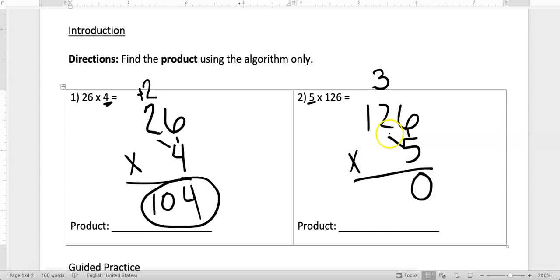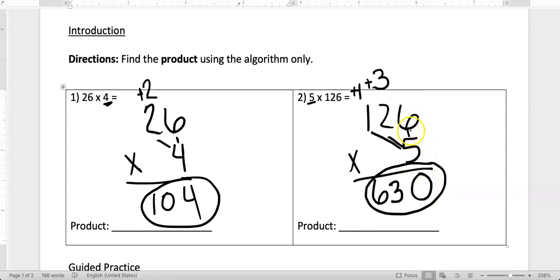Taking my 5 and multiplying in the tens place. 5 times 2 is 10, plus these 3 tens up top. So 5 times 2 is 10, plus 3 is 13. My 3 tens go there, regroup my 100 in the hundreds place. Now I'm taking my 5 and multiplying in the hundreds place. 5 times 1 is 5, plus 1 is 6. The product of 5 times 126 is 630.